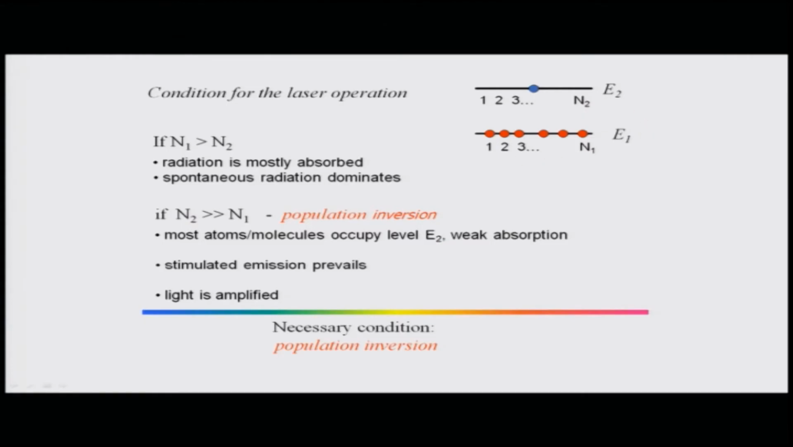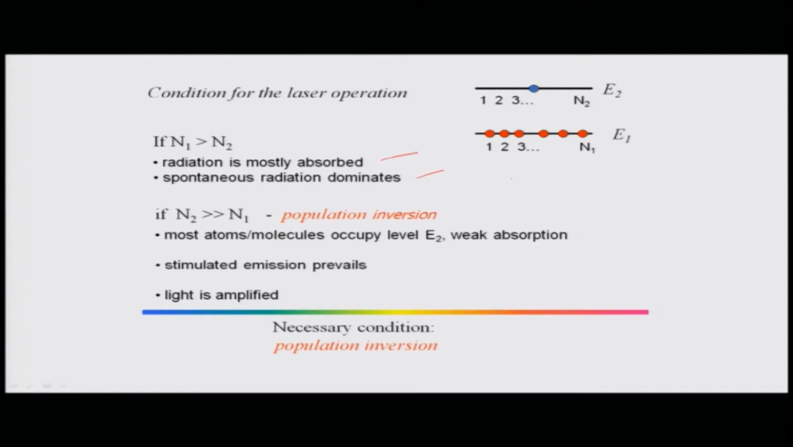If we have N1 occupancy in the ground or the lower energy state and N2 occupancy in the excited higher energy state, then if N1 is greater than N2, which is typically the case for most systems, radiation is absorbed and spontaneous radiation dominates. That is what we found.